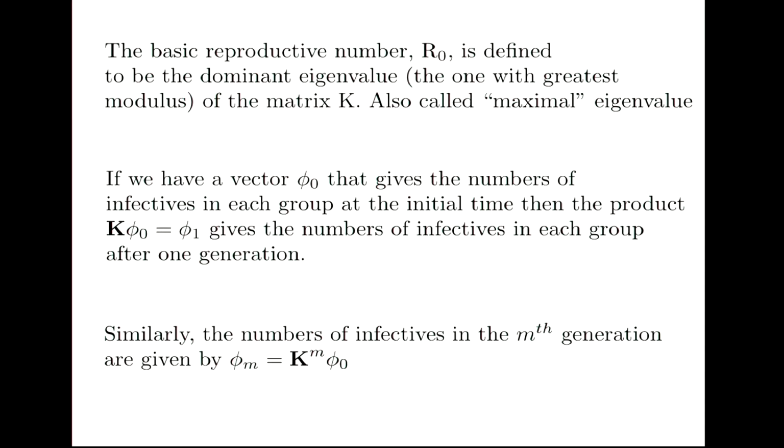Okay. Once I tell you what this matrix is, you can define the basic reproductive number R0 as the dominant eigenvalue, the one with the greatest modulus, of the matrix K. This is also called the maximal eigenvalue. So let me tell you why that's so.